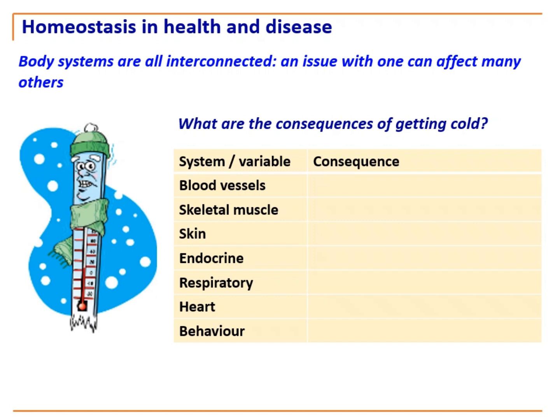And so all of these things are actually affecting different parts of the body. So you get cold, you're altering what happens in your blood vessels, your cardiovascular system, your skeletal muscle system, your integumentary system, your endocrine system, your respiratory system, your nervous system with behavior, and then back to your heart, which is cardiovascular. So again, press pause, have a little bit of a think, what actually happens?